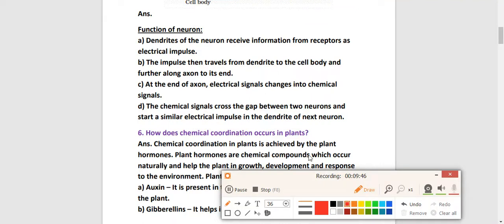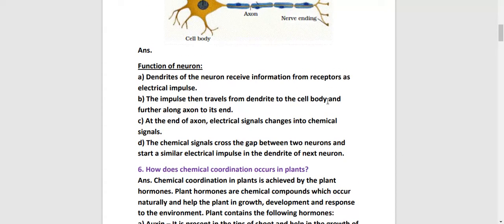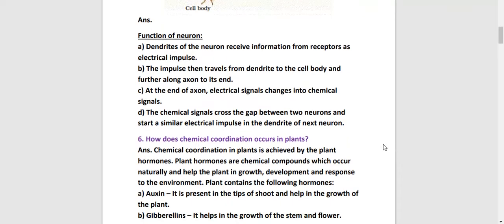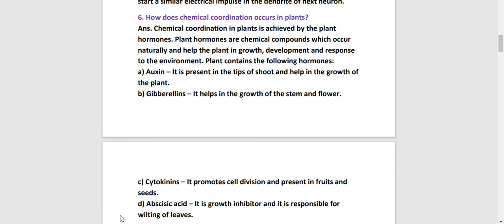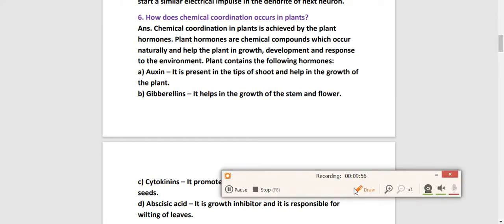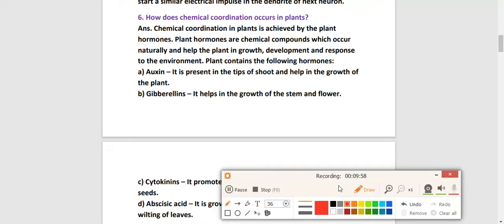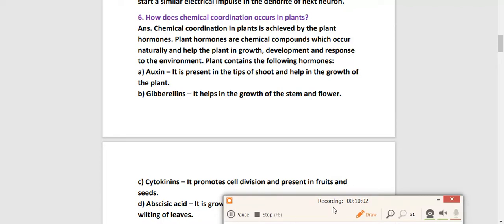Now come to the next question. How does chemical coordination occur in plants? We know that plants do not have any nervous system, nor do they have any tissues or muscle. Then how will chemical coordination take place in plants? Yes, by the help of hormones, right? Because in plants, hormones are present which carry the information from one cell to the other cell. So let's read the answer.